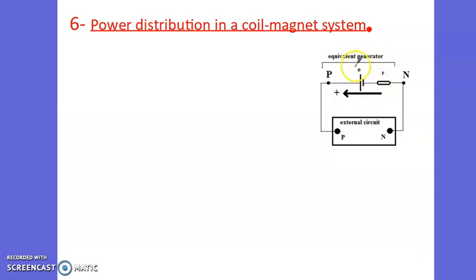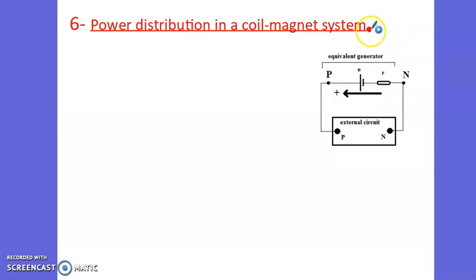Now this generator has an EMF E and internal resistance R. But this generator converts the mechanical energy of the relative motion between the magnet and the coil into electric energy, unlike the battery, as you studied in first secondary, which changes the chemical energy of the chemical reaction into electric energy. We want to see in this video how the electric power is distributed within this electric circuit.